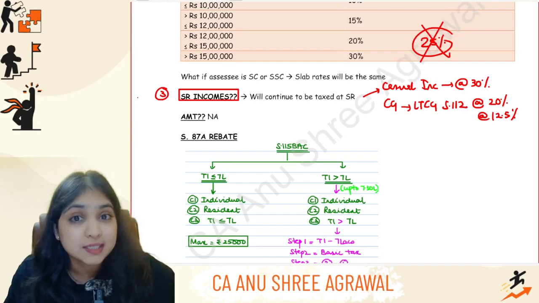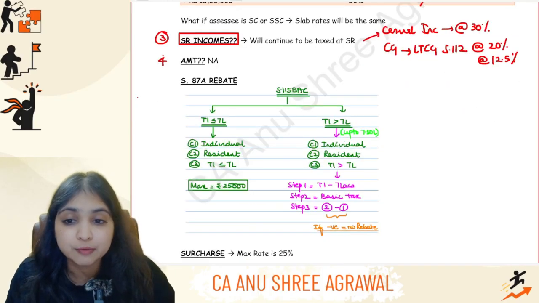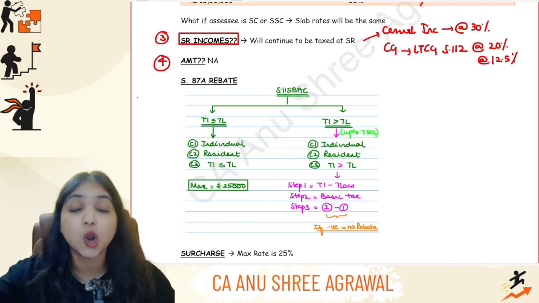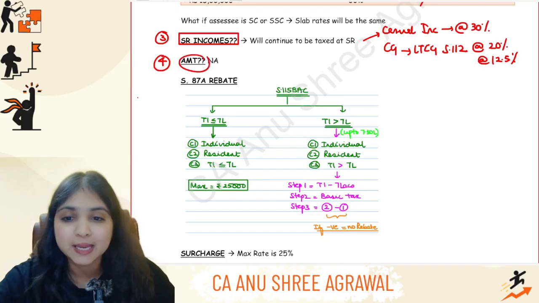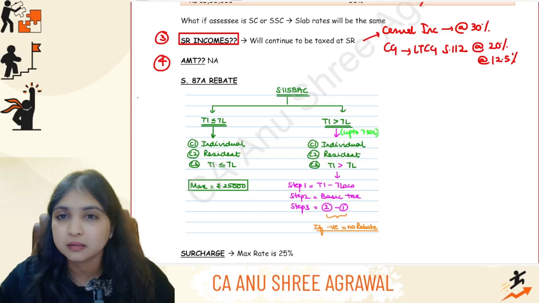Okay, if the assessee is following the default regime, point number 4, the concept of AMT, alternate minimum tax, will not apply. The AMT concept applies only and only under the normal regime.